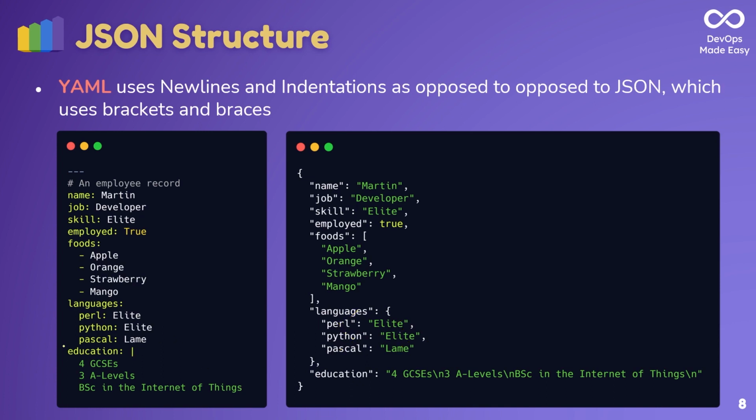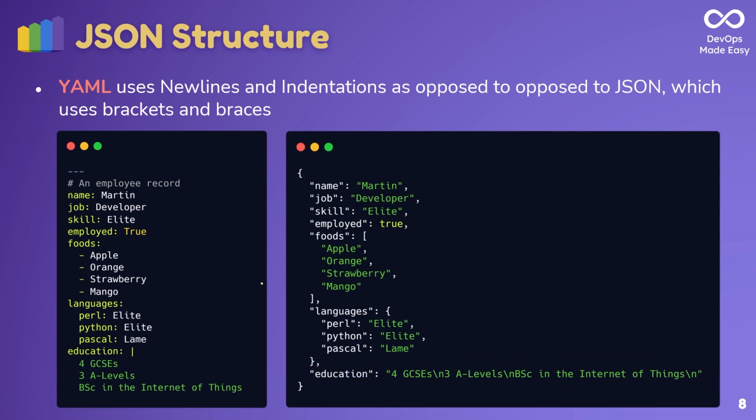And again, the last element, education, is the key and the value is a multi-line string. How did I know that it is a multi-line string? Using the pipe symbol. The pipe symbol indicates a multi-line string. Again, we are going to learn it in the coming sections. So here, if you see, education is the key and the value is a complete string object.